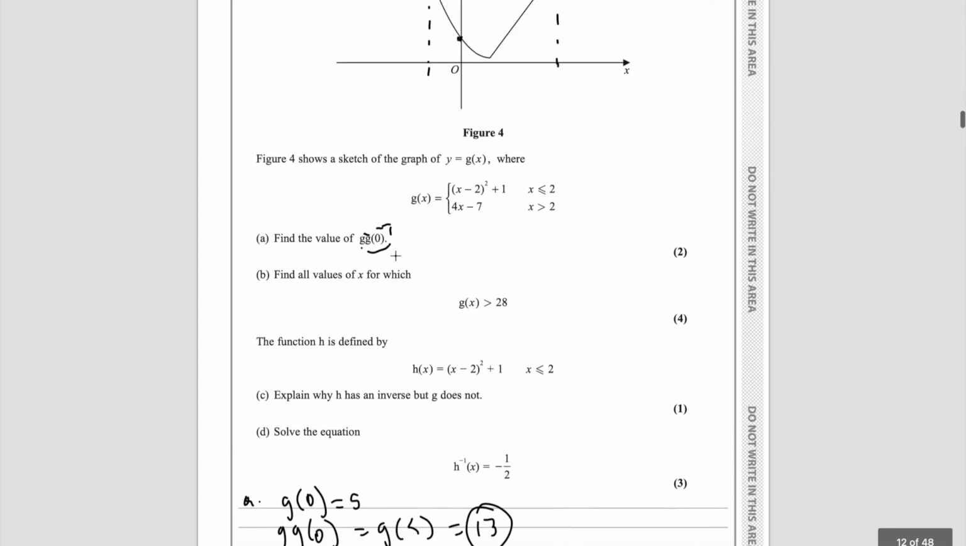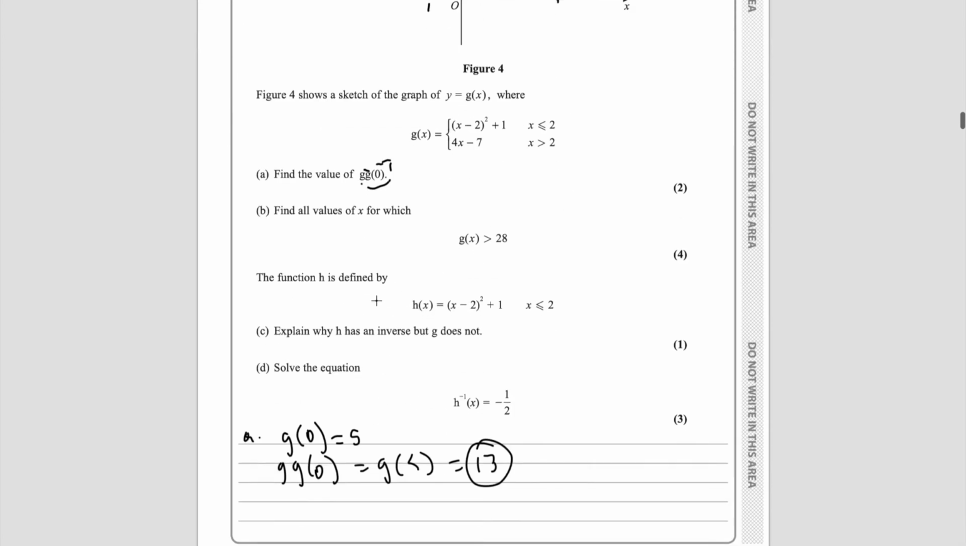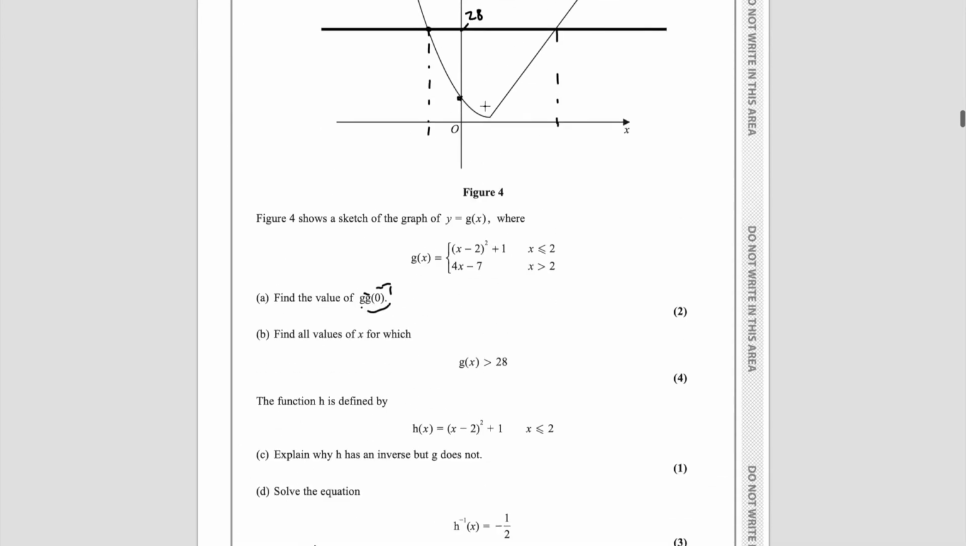For C, we're asked to explain why h has an inverse but g does not, h being this function here. If we look at h, we can see that x minus 2 squared plus 1 and the domain that we've been restricted to, which is x is less than or equal to 2, is identical to the first part of g of x. In other words, this curve here up until this point. And we're asked to explain why h has an inverse, but g of x does not. In other words, why the whole thing wouldn't have an inverse, but this part of the function would.